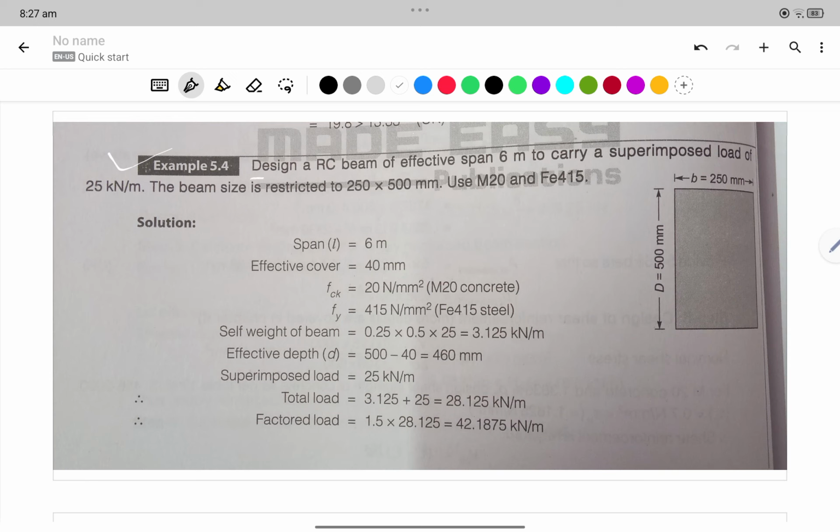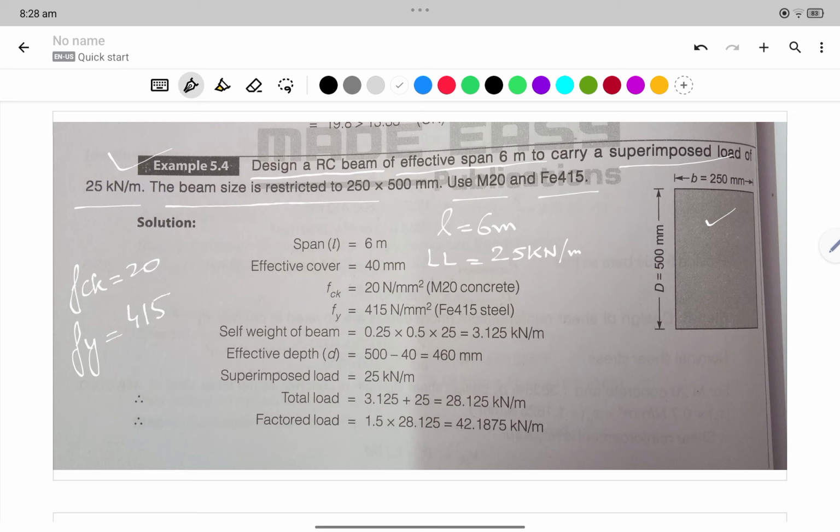See here, given as: design an RC beam of effective span 6 meter, means L is equal to 6 meter, to carry a superimposed load of 25 kilonewton per meter. Superimposed load means the live load is given, so we have to calculate the dead load, or the self weight. The beam size is restricted to 250 into 500. It is also given in the image, 250 into 500. Use M20 and Fe415. So fck is 20 and fy is equal to 415.